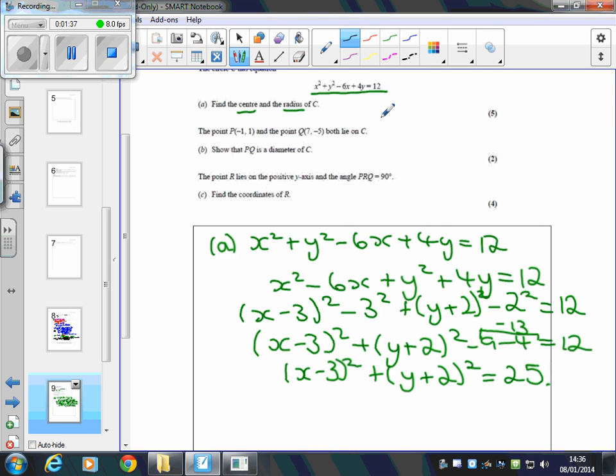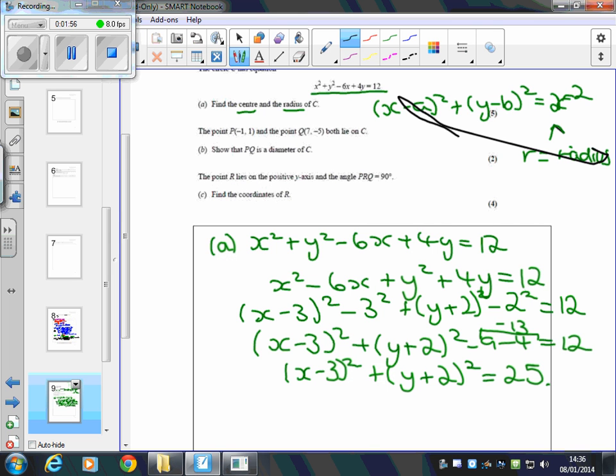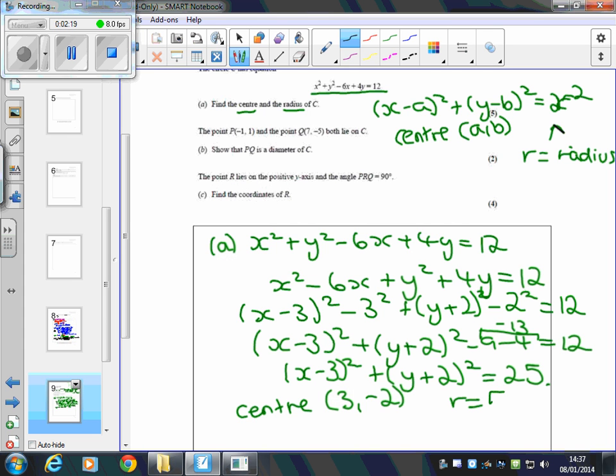That means using (x minus a) squared plus (y minus b) squared equals r squared, where r equals the radius and the centre of the circle is at (a, b), we can get that the centre of this circle is at (3, minus 2) and the radius is 5, as we have to take the positive square root of r squared.